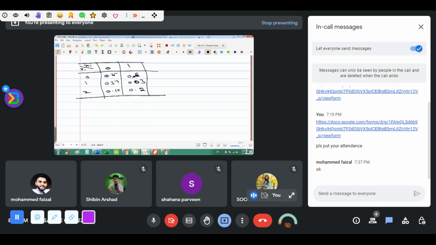Then what is the corresponding probability value? Please tell me. P of x1 is 0.3, 0.4, 0.3, that is correct. Then what is the corresponding probability value for x2? It is 0.72 and 0.28, that is correct. Tell me, ma, it is the same table already completed.